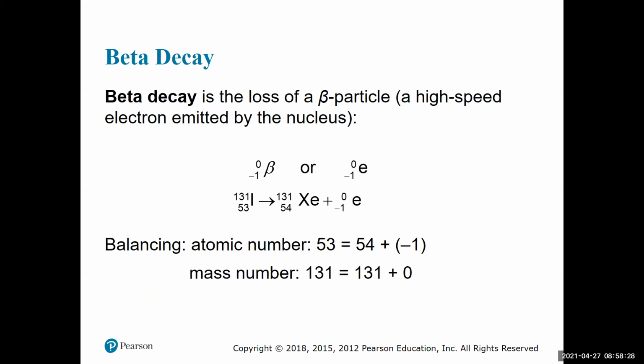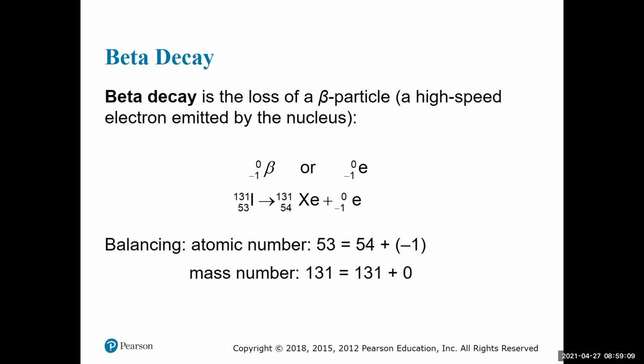Okay, let's look at beta decay. So we lose a beta particle. And remember, we said beta particle, and people write it 2 different ways. So this can be written 2 separate ways. The beta can be where you have the beta symbol and then the 0 and the -1, or it can be written as an electron, 0 and -1. Either way, you'll see it written either way.